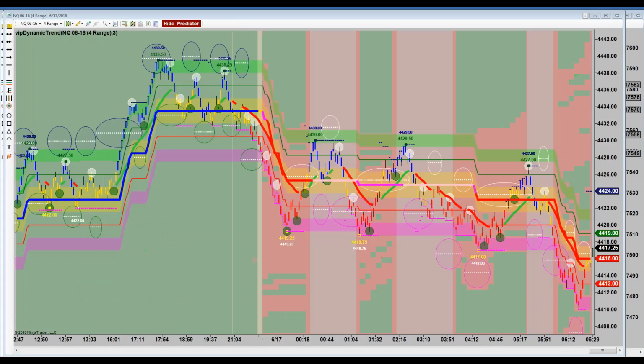Now, I'm going to help you out with this. I'm going to give you some clues to help you get started. I'm looking at the right-hand half of the chart, so from right here over to here.